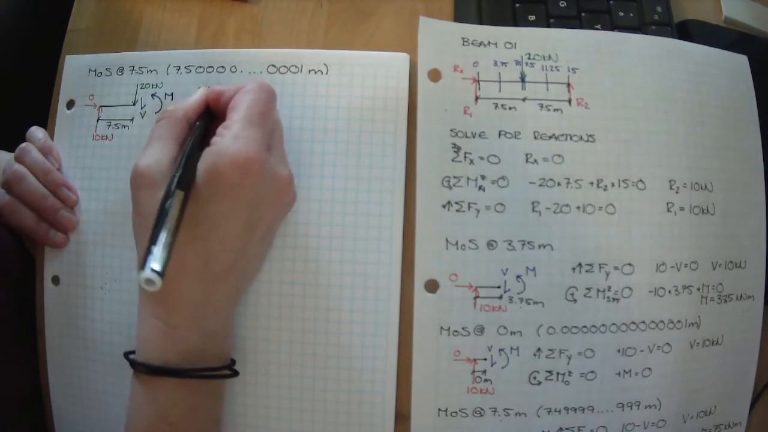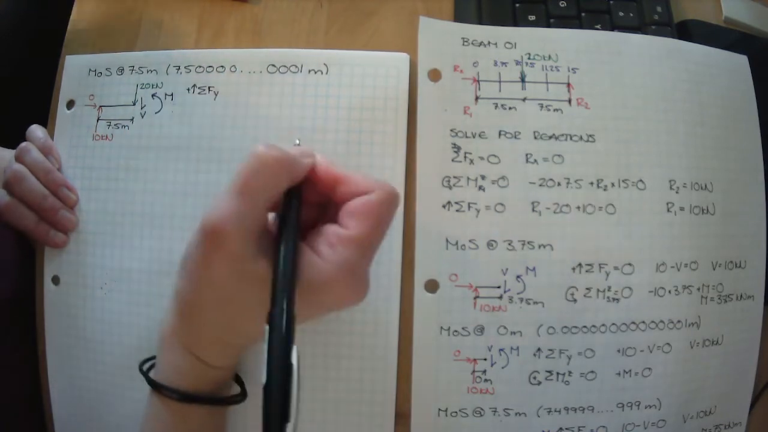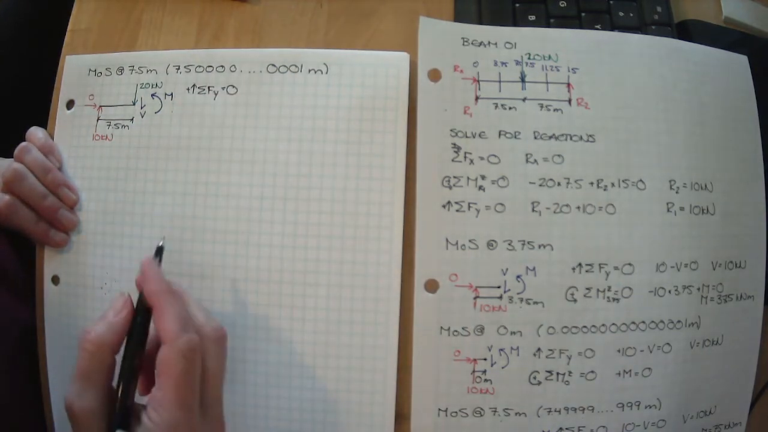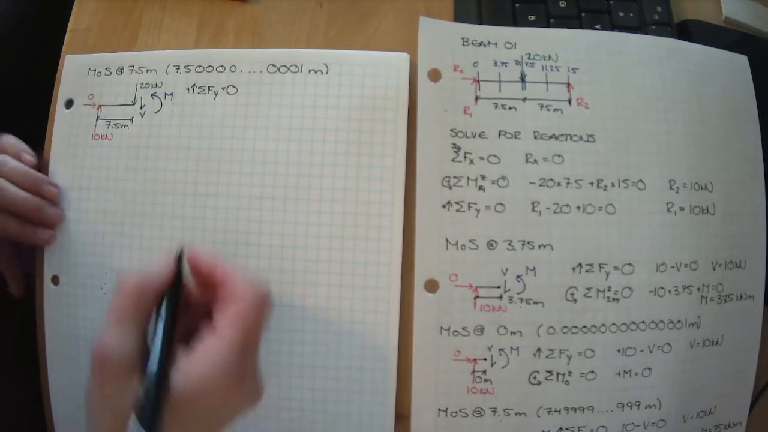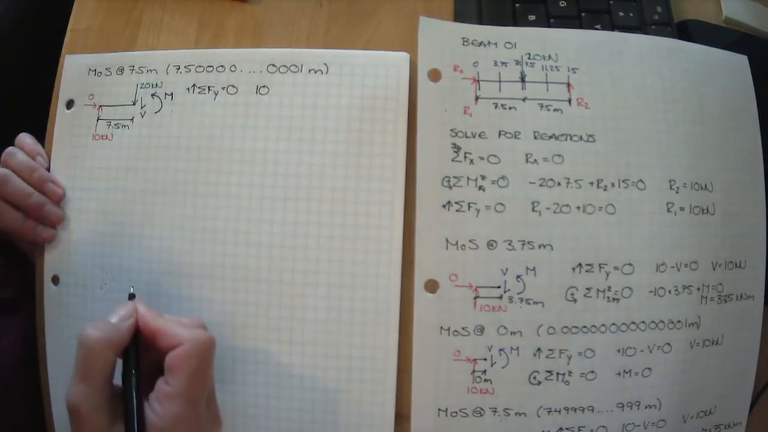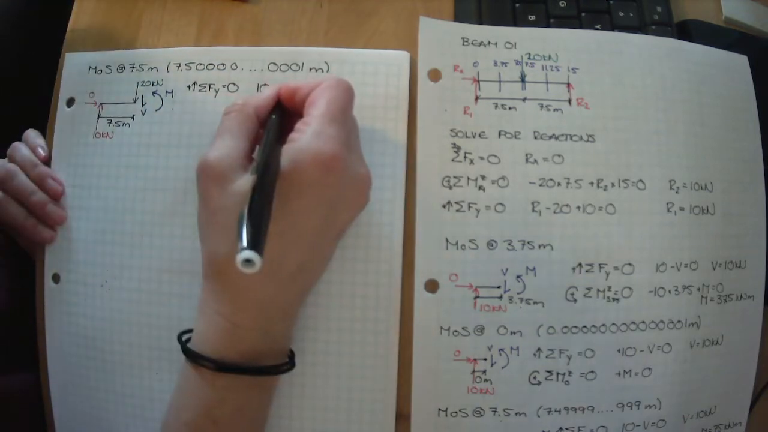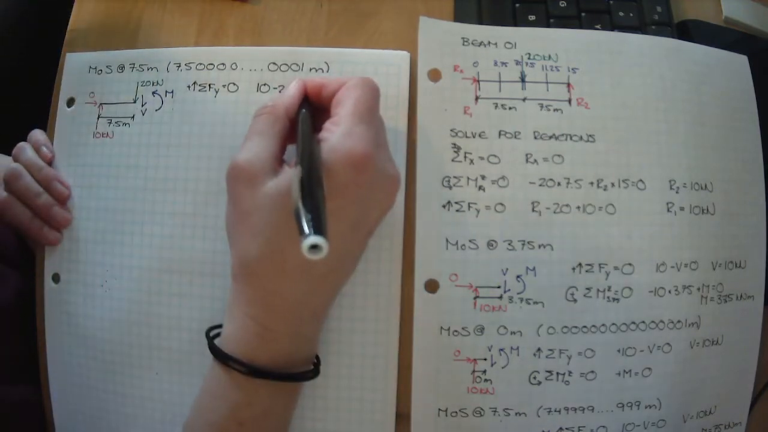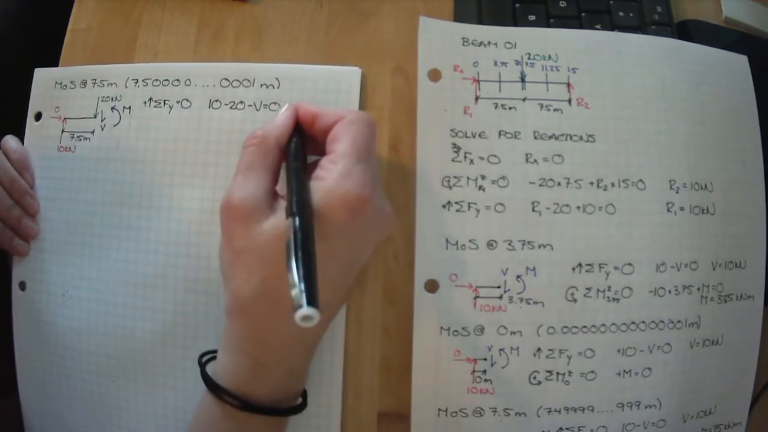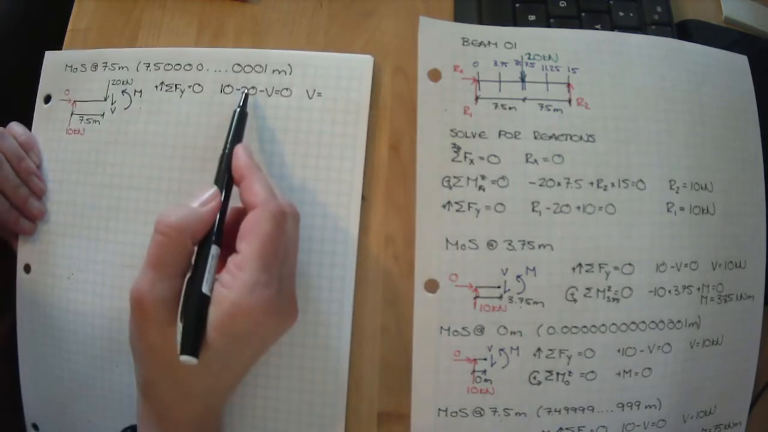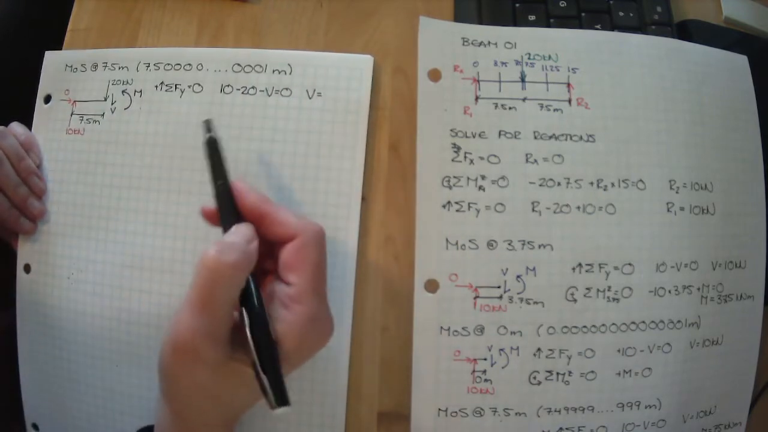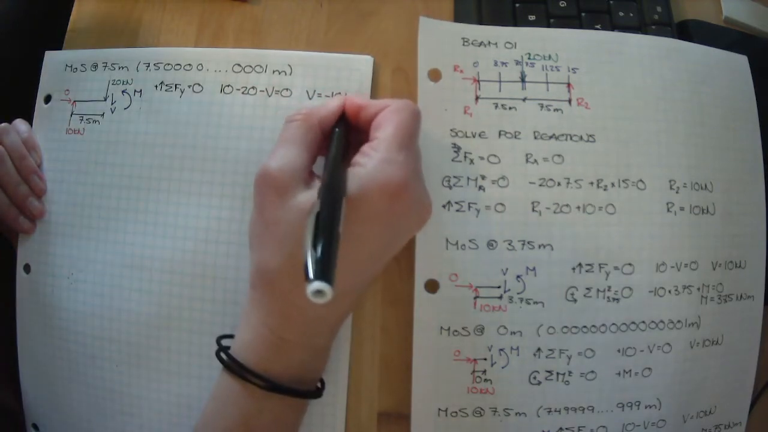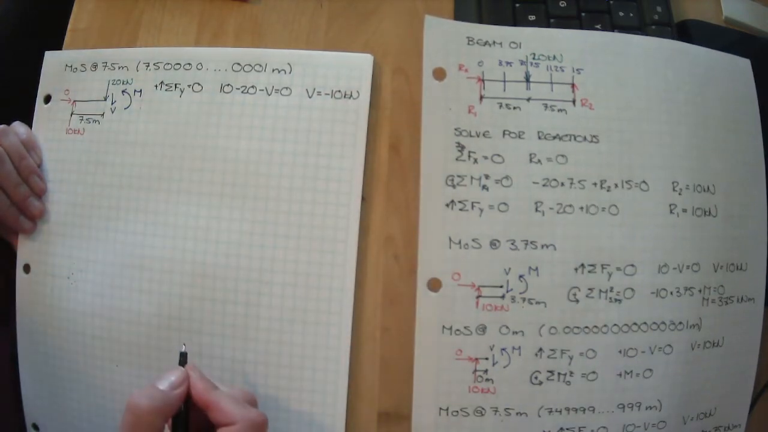So we can sum the forces in the y direction with everything upwards being positive, and we want to know what it takes for this to be in static equilibrium. All right, we have 10 kilonewtons going upwards. We have 20 kilonewtons going downwards. And we have our unknown shear going downwards. Let's rearrange this. So we'll bring V over to be on the positive side. So we have 10 minus 20. We end up with minus 10 kilonewtons.